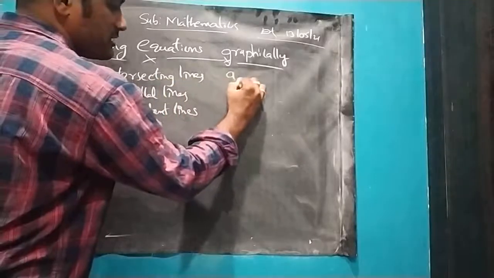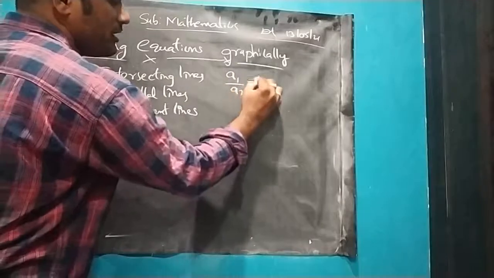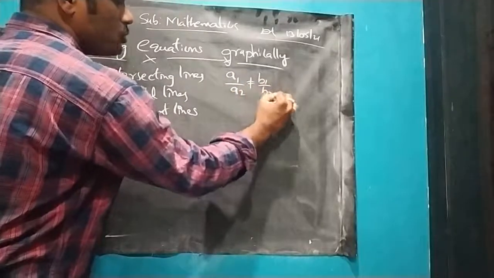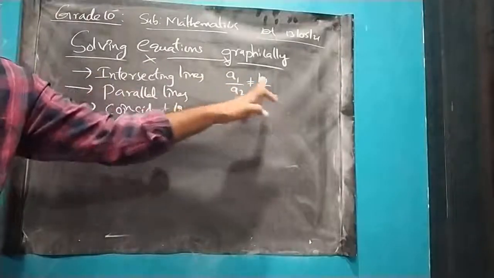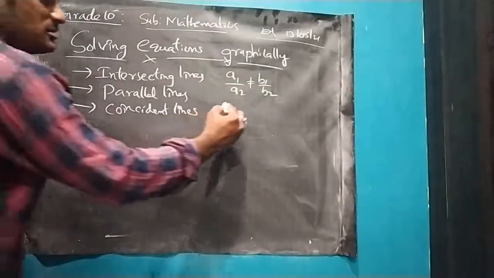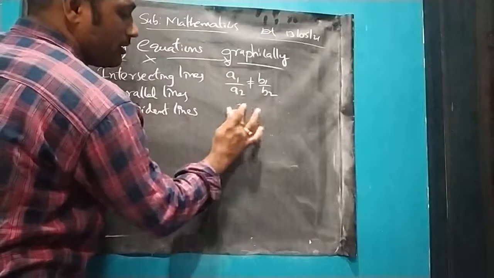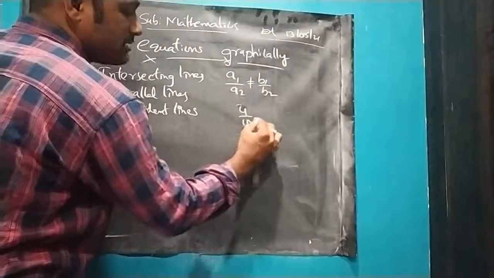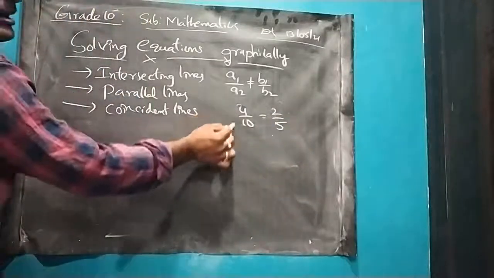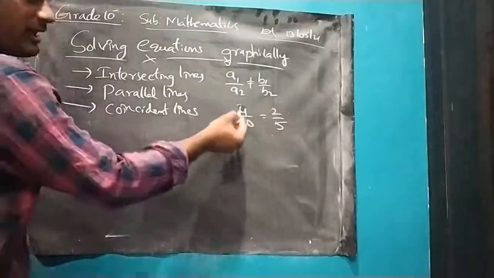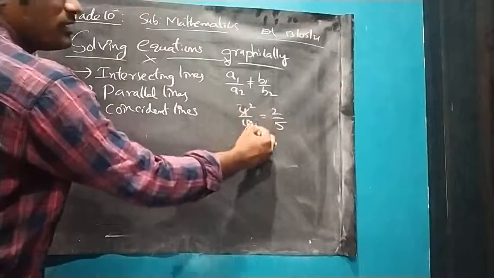What is the condition for intersecting lines? A1 by A2 is not equal to B1 by B2, which means the A1 by A2 value and the B1 by B2 value are not equal. For example, if 4 by 10 is there and 2 by 5 is there, don't think that 4 by 10 is not equal to 2 by 5. First we have to cancel it: 2 2s are 4, 2 5s are 10.